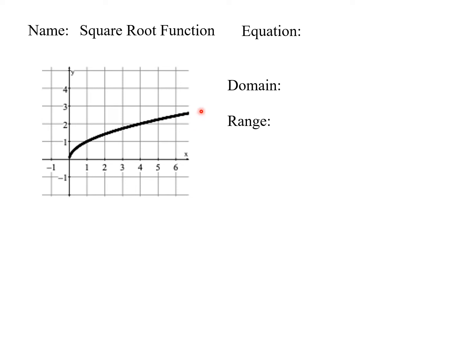This function is called the square root function. It has a parent equation of f of x equals square root of x. It has a domain of all values of x greater than or equal to 0. That should actually say greater than or equal to 0. And it has a range of y is greater than or equal to 0. Actually, I got to change that. So x is greater than or equal to 0. y is greater than or equal to 0.